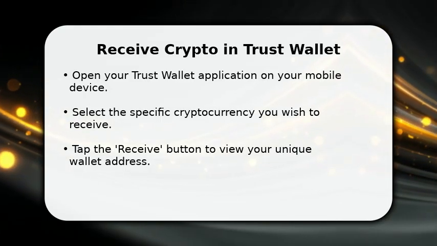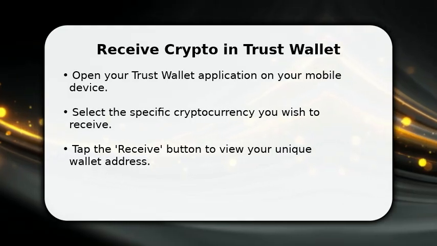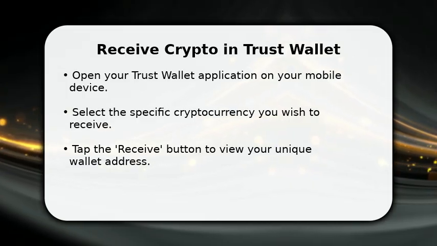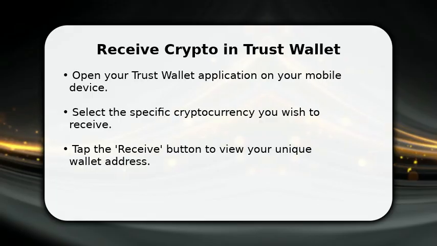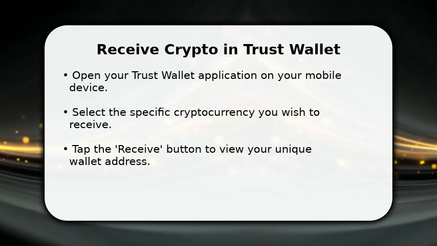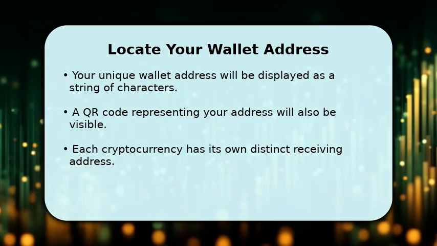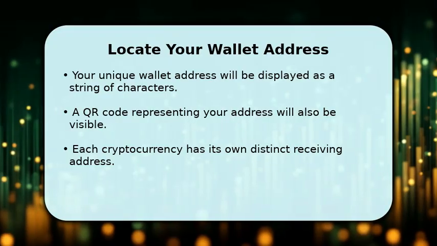You will need to select the specific cryptocurrency you intend to receive, such as Bitcoin or Ethereum. Then, simply tap the Receive button to proceed to the next step and find your unique wallet address for that asset. Once you tap Receive, your unique wallet address will appear on the screen.